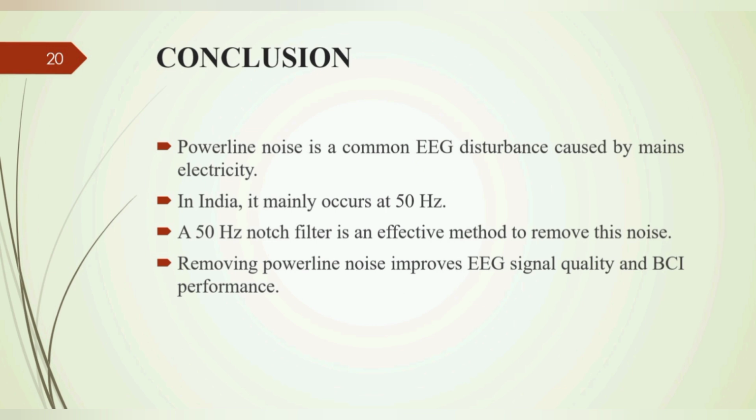Finally, powerline noise is a common EEG disturbance caused by mains electricity. In India, it mainly occurs at 50 Hz. A 50 Hz notch filter effectively removes this noise and improves EEG signal quality and BCI performance.